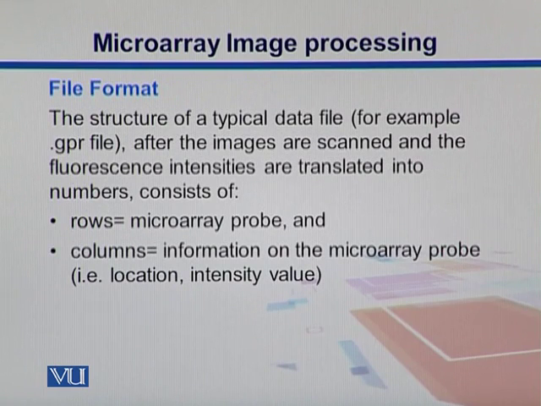The structure of a typical data file that is returned by this software is the .gpr file, that is the GenePix Results file, GPR file. The images are scanned and the fluorescence intensities are translated into numbers, and they are returned in the shape of these files that have some rows. Over there we have microarray probes, and the columns represent information about those microarray probes, for example locations and intensity values.